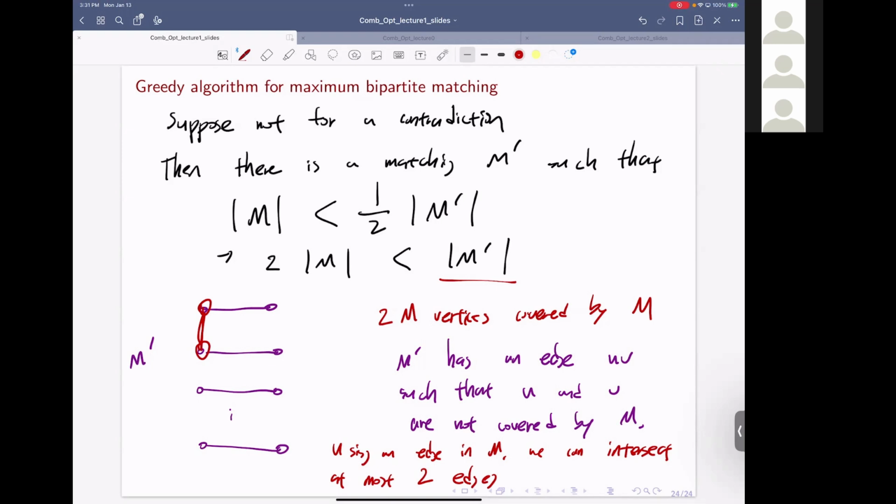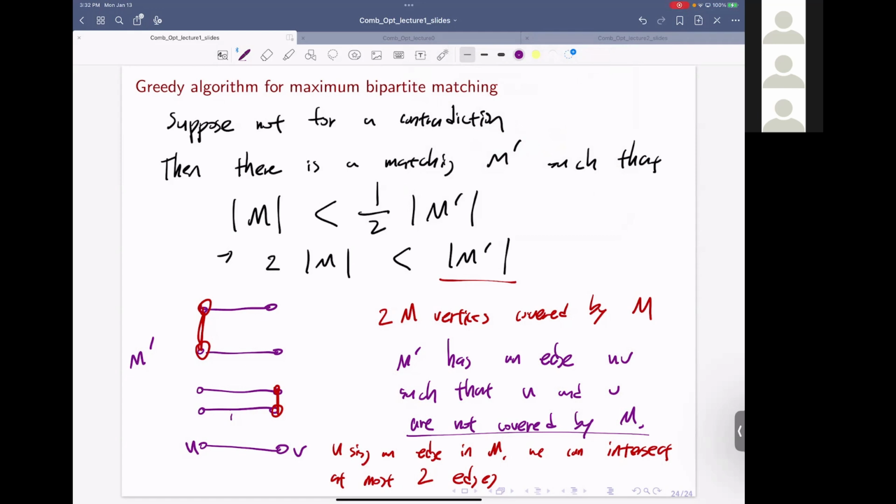But let's say I take another edge and intersect two more edges from M prime. But the number of edges in M prime is greater than 2 times the number of edges in M. So what it means is there must exist an edge UV that cannot be covered by the edges of M. What it means is no edge in M intersects U nor V.